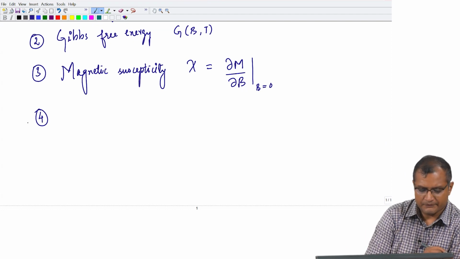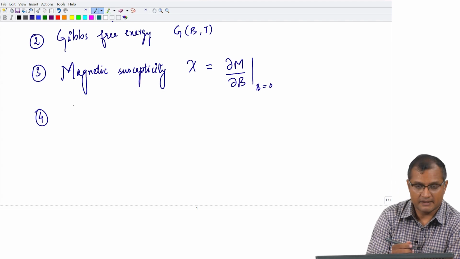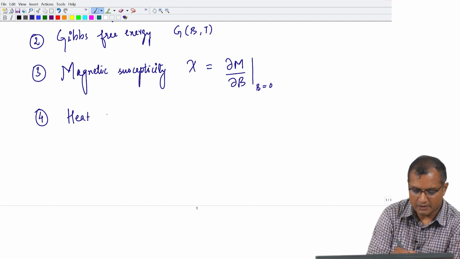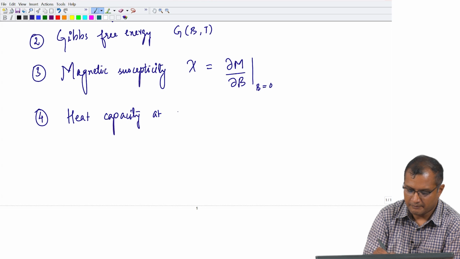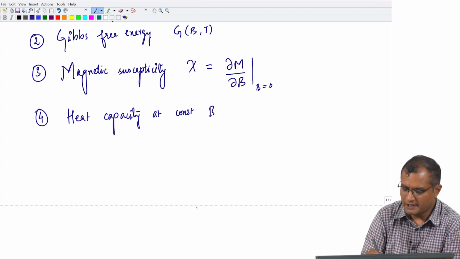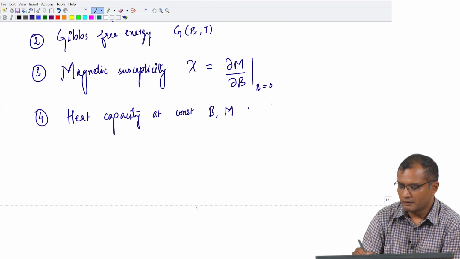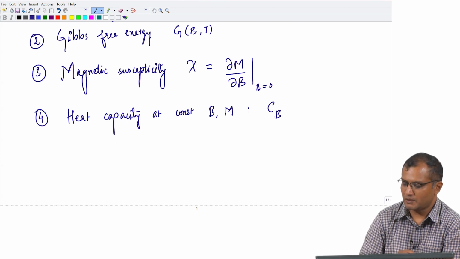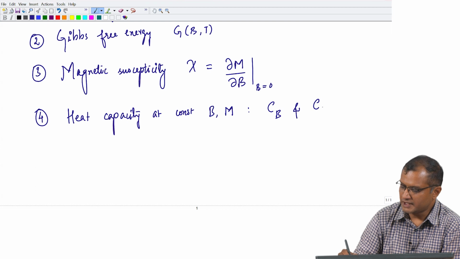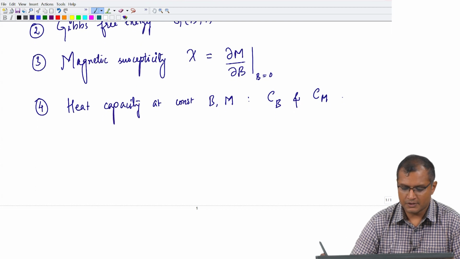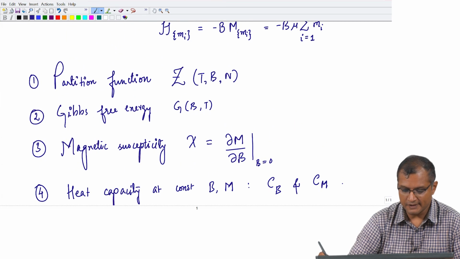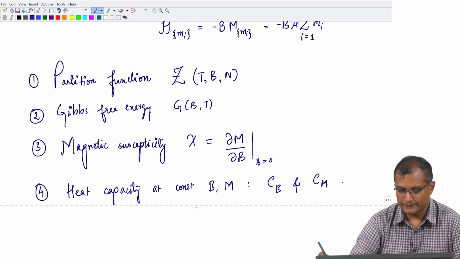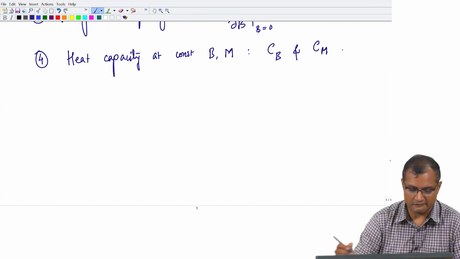Another quantity that you can compute is basically the heat capacity at constant fields and magnetization, which means I would like to compute what is heat capacity at constant magnetic field and heat capacity at constant M. Right. So, now we will compute the partition function first and then compute the remaining physical properties. So, let us start with the partition function.